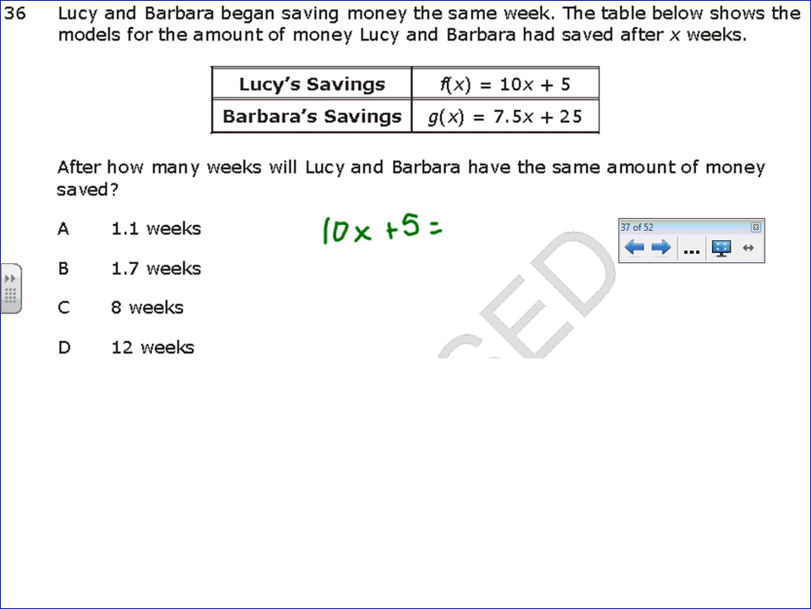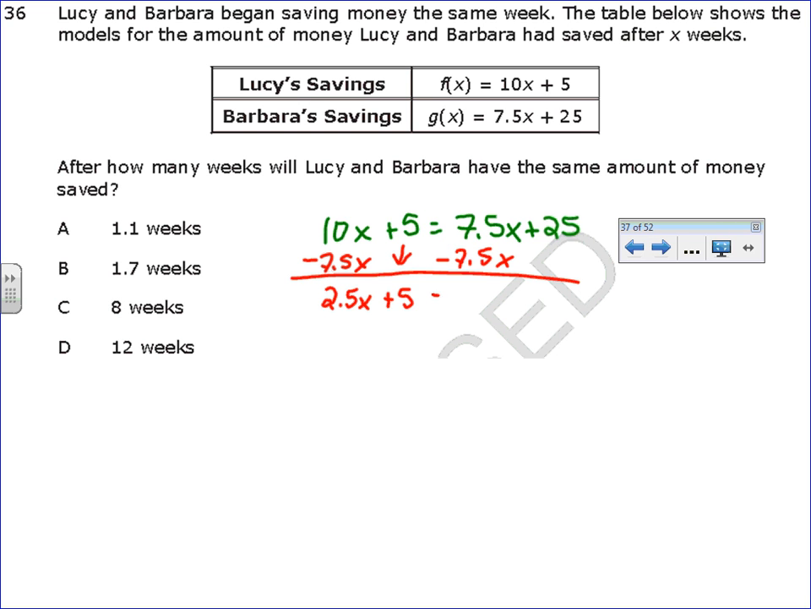So, it doesn't matter which one you put on which side. I'm going to solve for x. So I'm going to subtract 7.5x from both sides. Bring this down. That's going to give me 2.5x plus 5 equals 25.